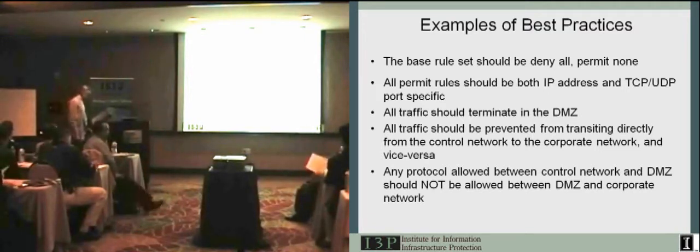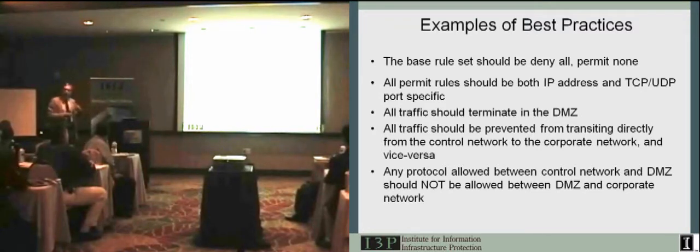It says that traffic should definitely be prohibited from transiting directly from the control network to the corporate network and back. In other words, you want to use the DMZ as a buffer zone so that information from the PCS, data historians or something, gets parked in the DMZ and is retrieved by the corporate network. You don't have a straight-through connection. Another one is that any protocol that you're using in the control network, be it Modbus or DNP3 or something like that, should not be allowed between the DMZ and the corporate network.